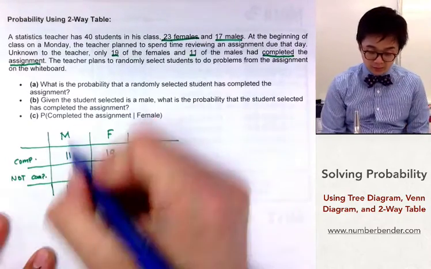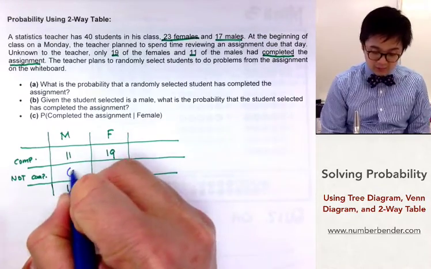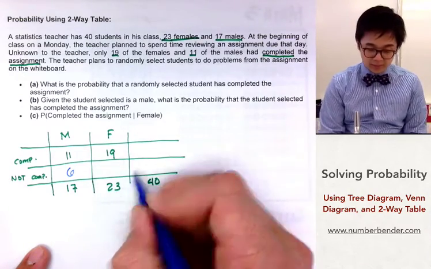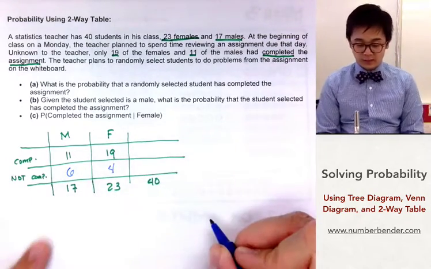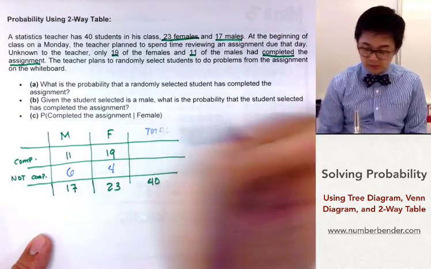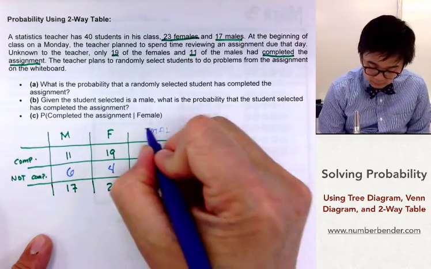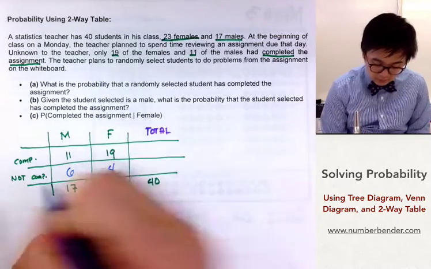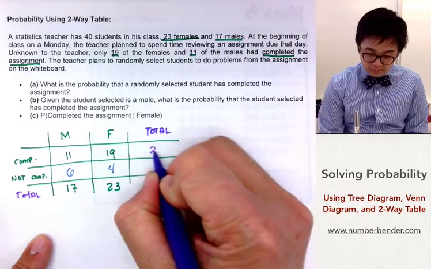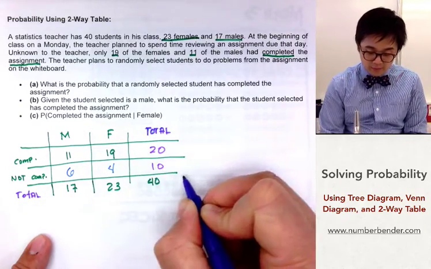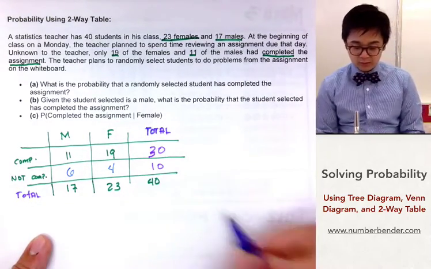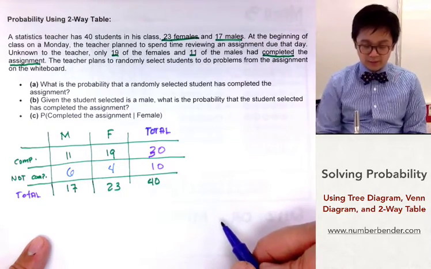So, kung 17 yung males, 11 yung nakapag-complete, that means 6 yung hindi. Kasi 17 minus 11 is 6. Kung 19 yung nakakomplete, 23 lahat yung female, that means may 4 na hindi gumawa ng homework nila. So, yung total ng mga estudyante, so we'll be writing out the total. At saka total dito. 11 plus 19 is 30. And 6 plus 4 is 10. It's 30. And 30 plus 10 is equal to 40. 17 plus 23 is equal to 40. So, ito ngayon yung ating two-way table.